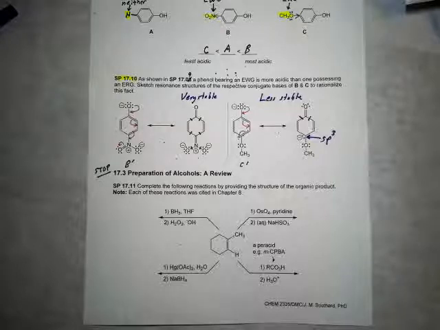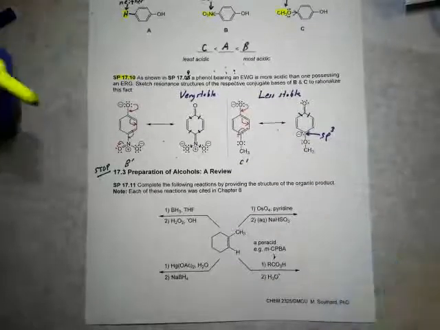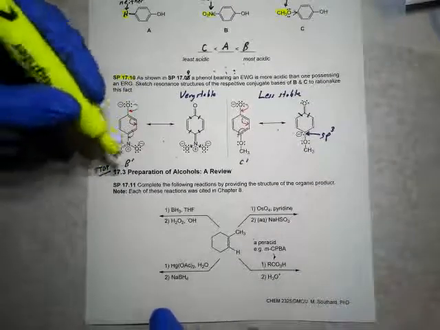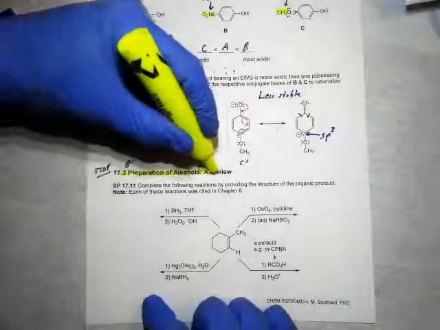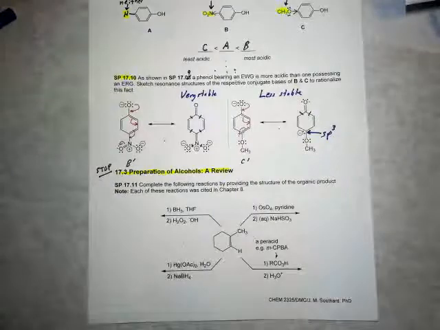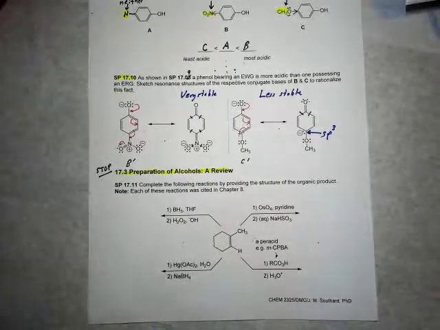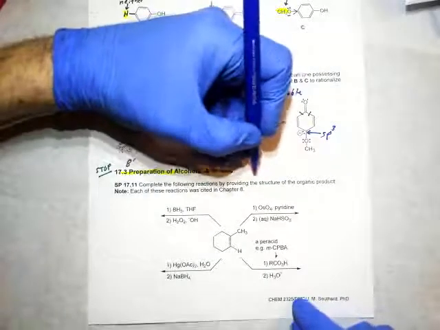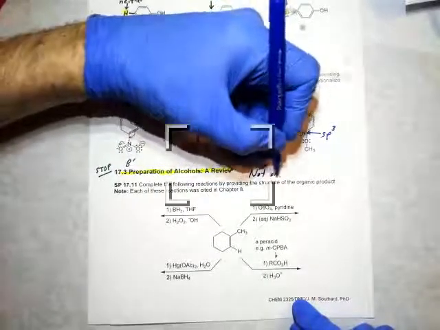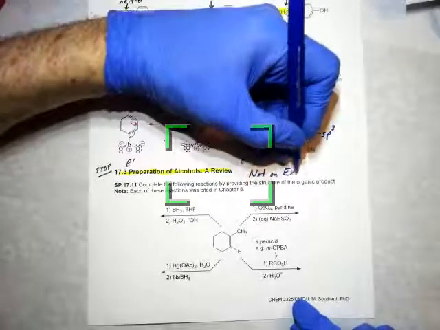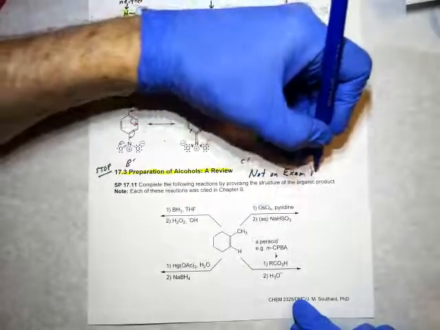Okay, welcome back to chapter 17. Let's move down to the bottom half of page 89, where you see the phrase preparation of alcohols or review. Okay? Let me just tell you that this particular section will not be on exam 3. Okay, not on exam 3.